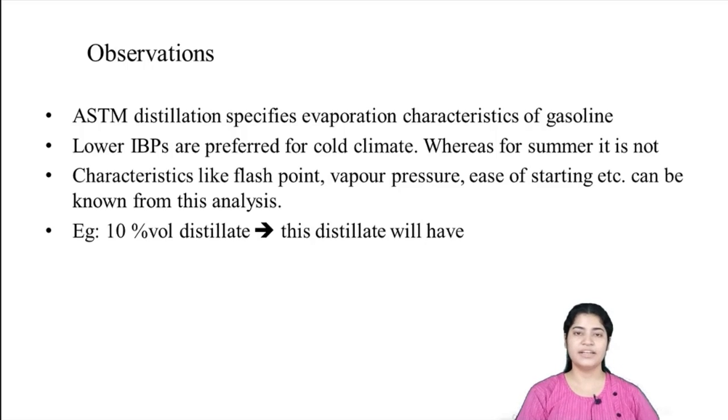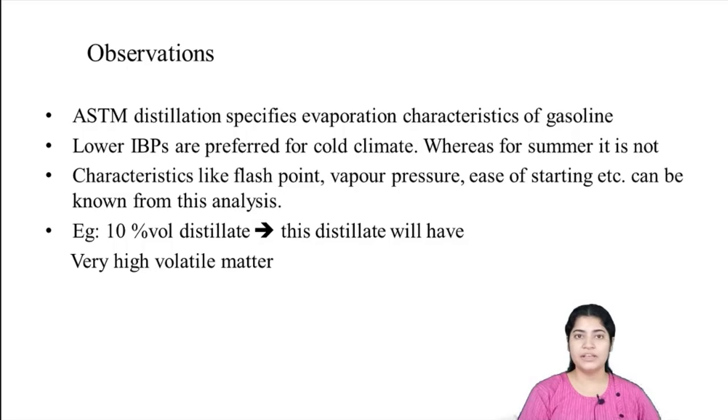Taking an example, suppose for 10% volume distillate I have to know how the ASTM distillation plot will help me. 10% volume distillate means the distillate when 10% volume was collected. What would be the characteristics of that distillate? It would be high in volatile matter. Because it is 10%, it would be very near to the initial boiling point. It has a low flash point.